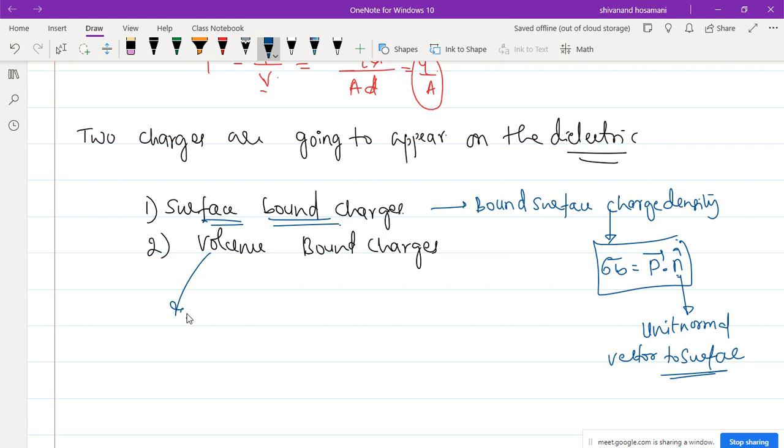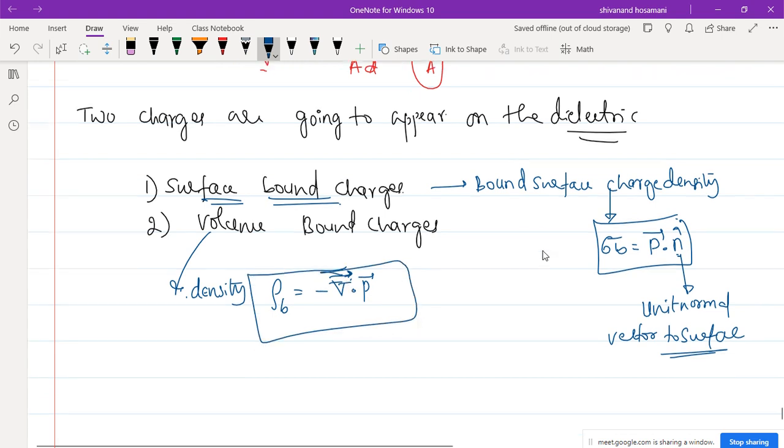Then volume bound charges are given by the volume bound charge density, rho b, that is bound volume charge density. So these are the two types of charges. They appear on the dielectric when they are getting polarized. Minus, that is del dot p. So these are very, very important relations, where p is defined as polarization.